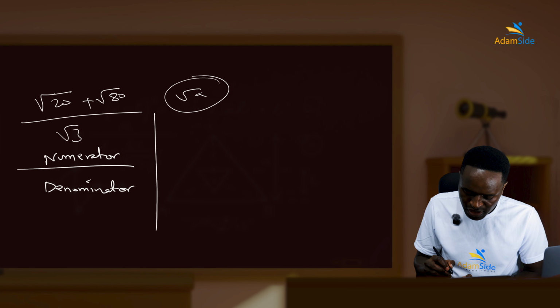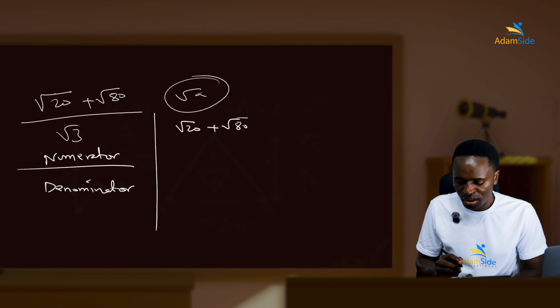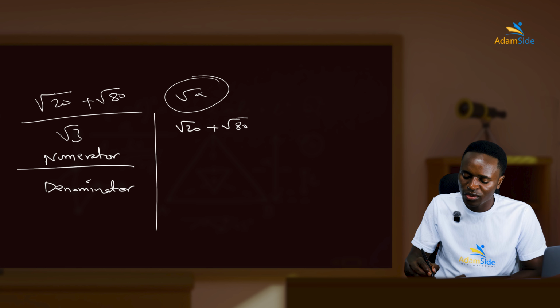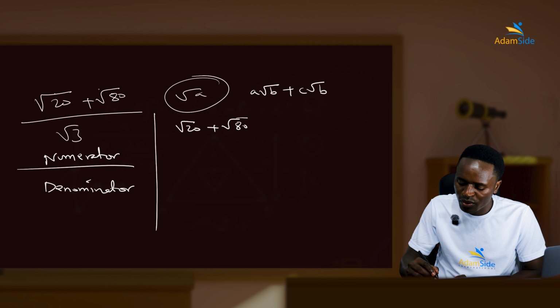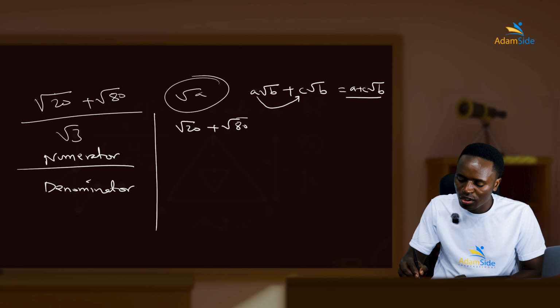So let's go to root 20. How do we simplify root 20 plus root 80? We know the rule of addition of surds. We can only add surds if they have the same number inside the square root. For example, a root b plus c root b can be added by adding the coefficients and keeping the number inside the same: a plus c, then root b. This is the law that we need to use.